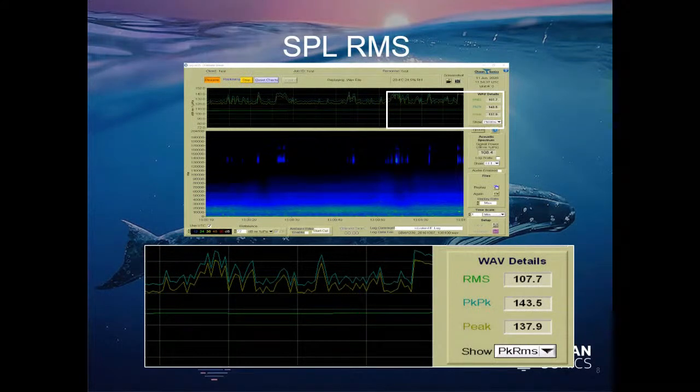Great. The SPL RMS is captured in Lucy, and you can find this when you are streaming wave data or if you're replaying wave data. You can find this on the top graph under show PK RMS, so peak and RMS. The first value is the RMS, so root mean squared, and we can see from this plot here that the RMS is in green, and it is at 107.7 decibels.